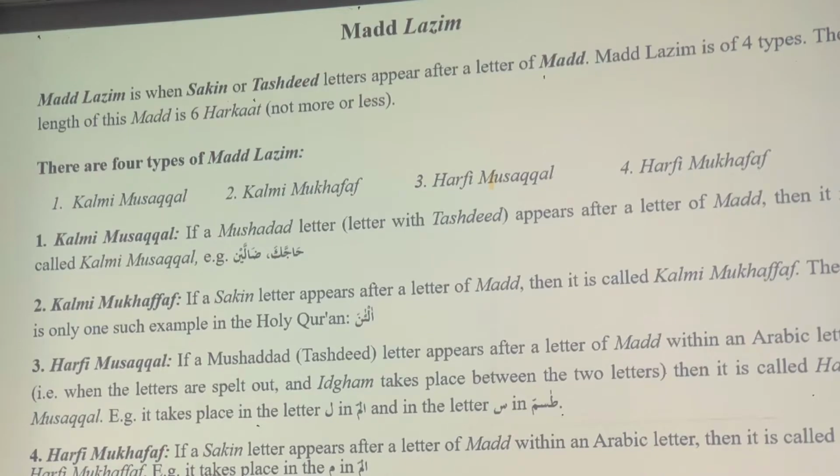So can anyone explain this rule for me? How do you know it's madde lazim? You find an alif after the ha. This alif is a letter of mad. After that, we have the letter jim, and on top of the jim we have a tashdid. So it's very simple to remember. After a letter of mad, if you find a tashdid, it is madde lazim kalmi muthaqqal.